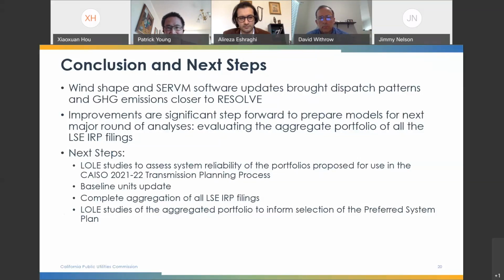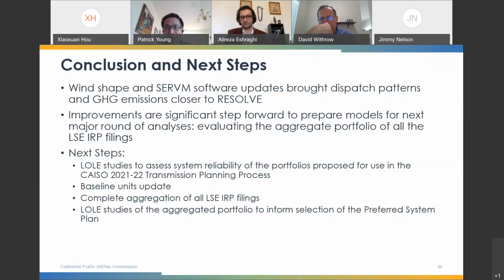So what are the next steps for Energy Division staff in the modeling work? We are going to conduct LOLE studies to assess the system reliability of the portfolio that will be proposed for use in next year's CAISO 2021 transmission planning process. And that will, of course, include the 2019 IPER. We're also going to update the baseline units and complete that work. I described that earlier in this presentation.